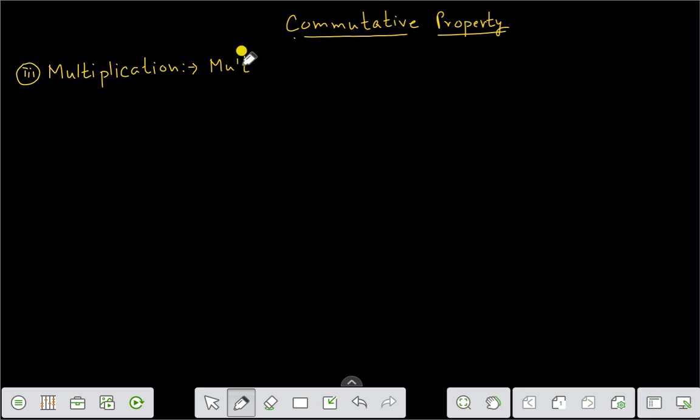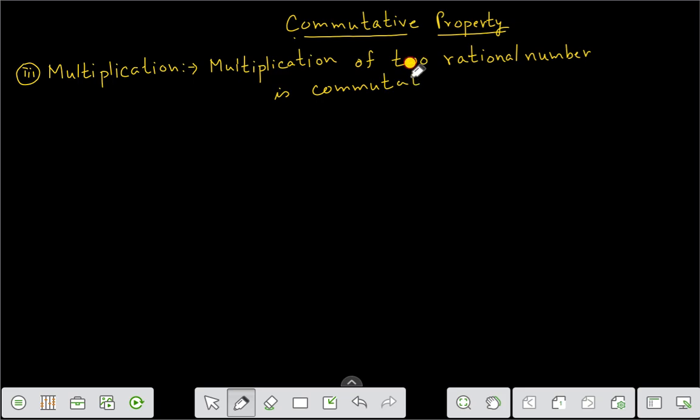Multiplication of two rational numbers is commutative.